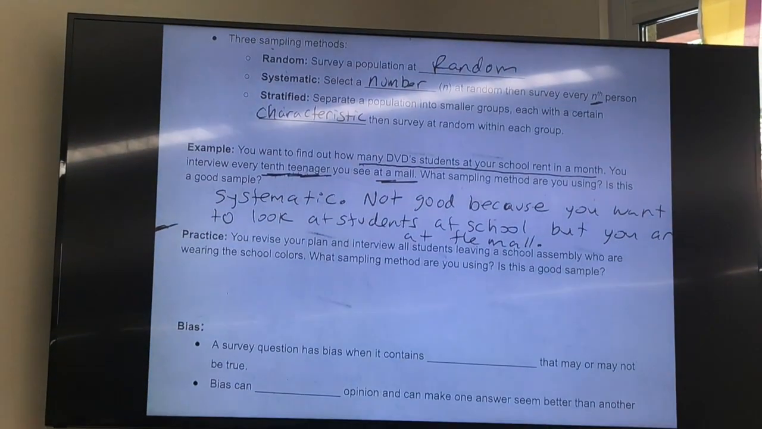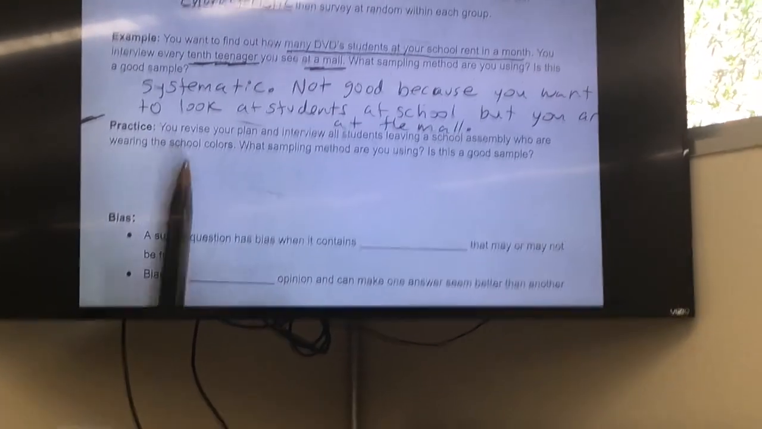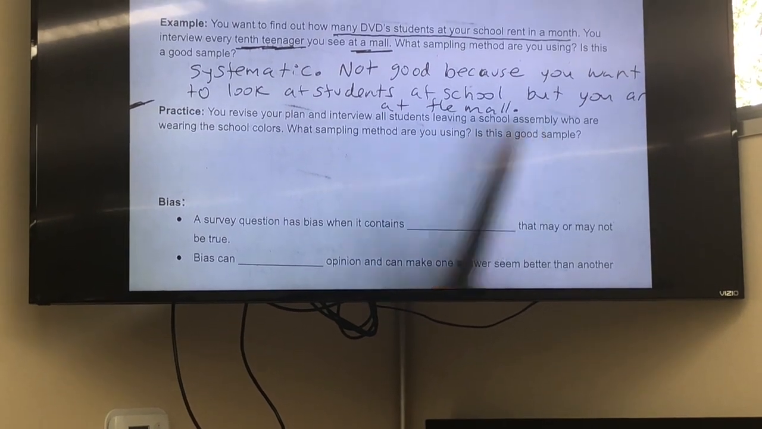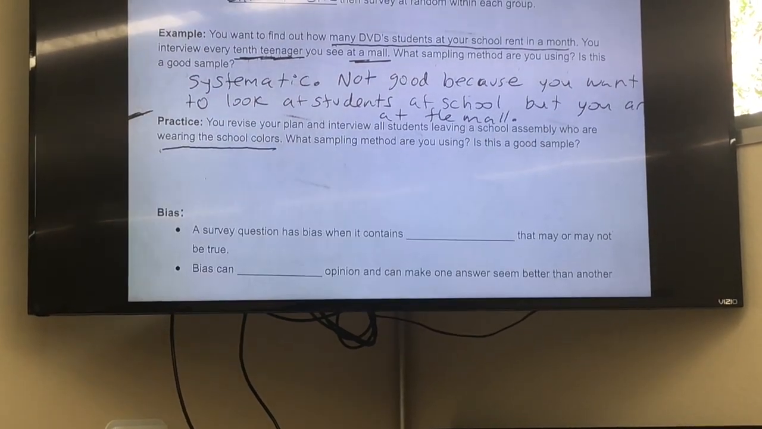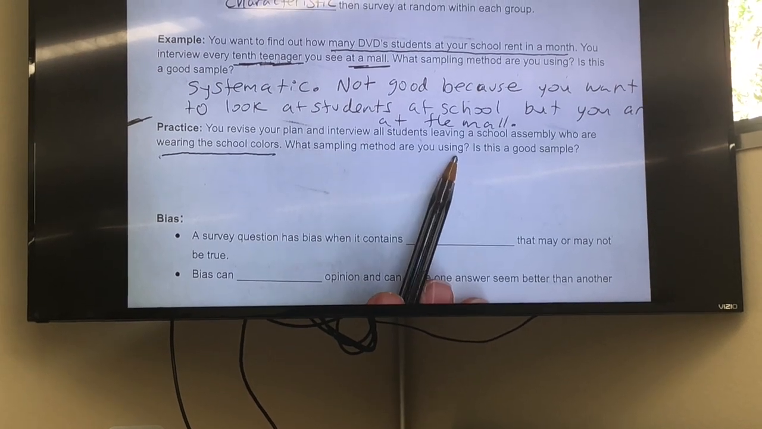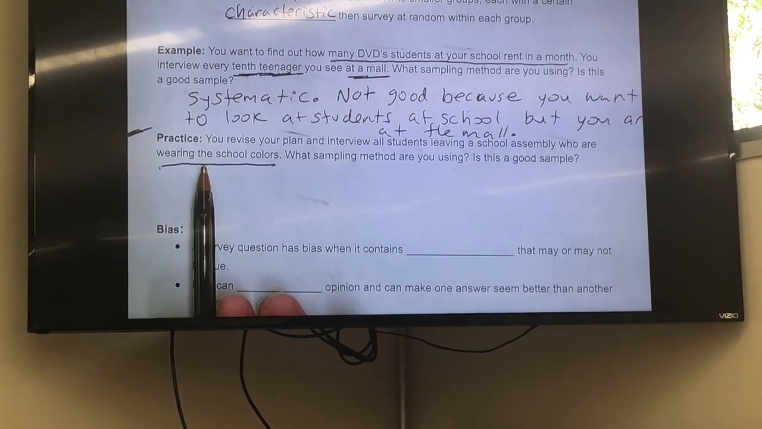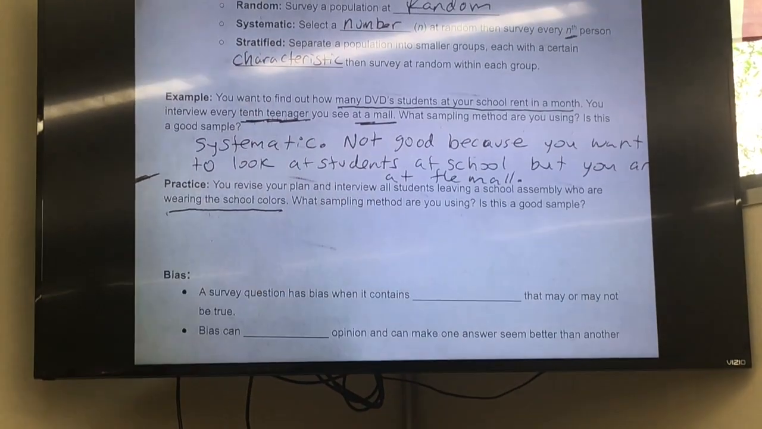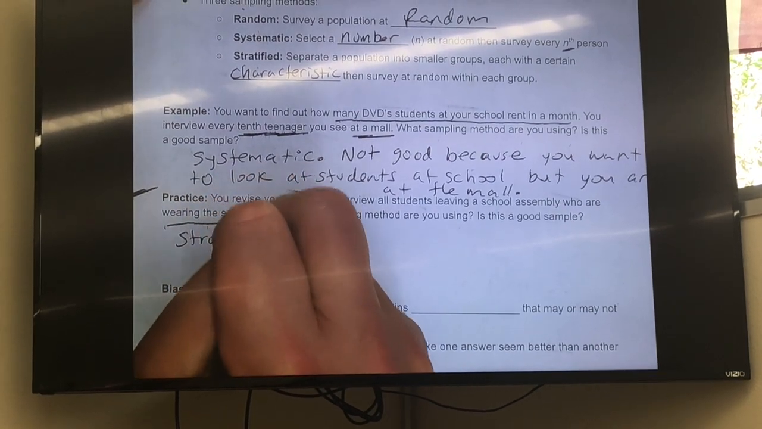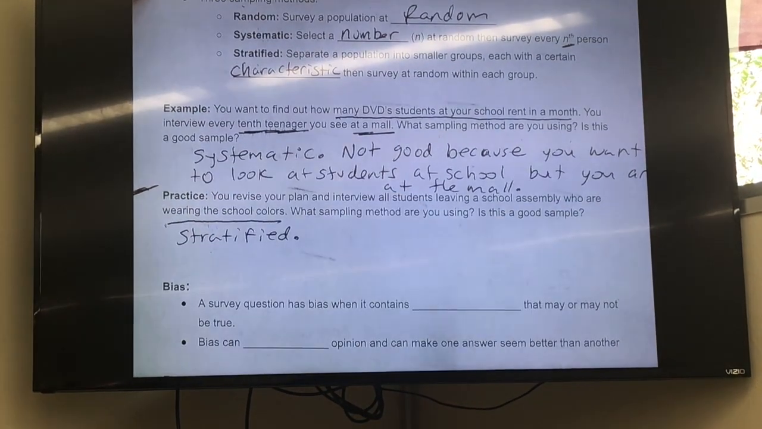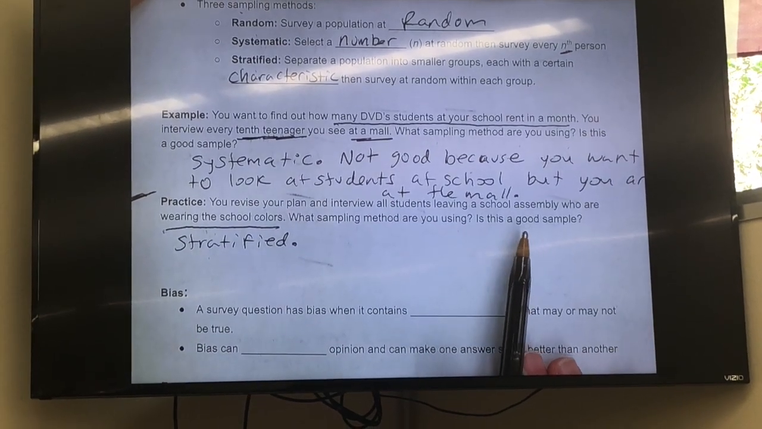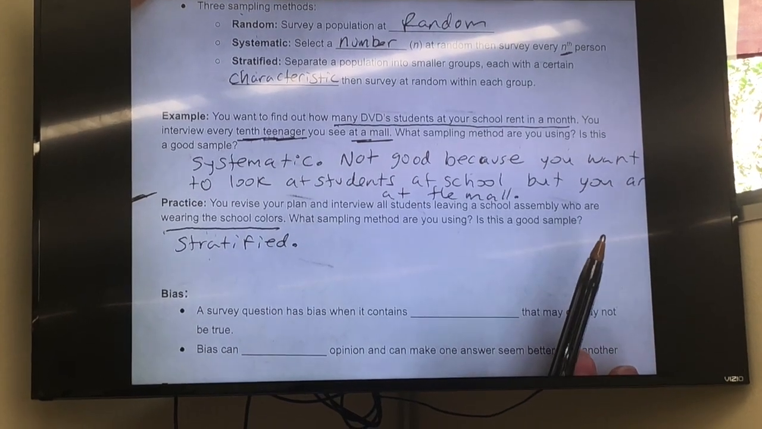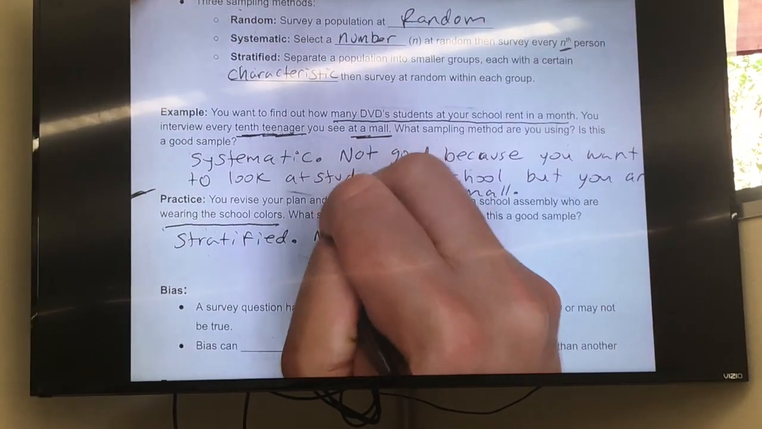Alright, we're back. So looking at the practice problem, we've revised our plan and we interview all students leaving a school assembly who are wearing the school colors. What sampling method are you using? Well, we're looking at people that are wearing school colors, okay? That is a characteristic, so that is going to be stratified. And then, is this a good sample? It is not a good sample because we're only looking at the one group. We need to be looking at the other groups coming out of the assembly as well.